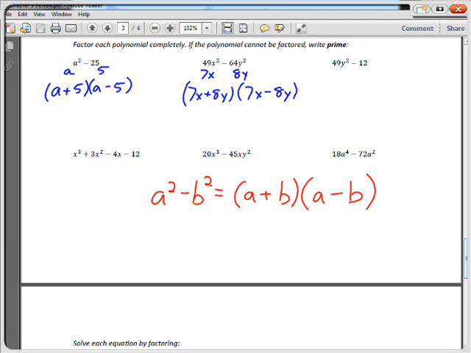On the next one, 49y squared is a perfect square. It goes to 7y. 12, however, is not a perfect square. Therefore, this is not a difference of squares. Then I look and there are no common factors between 49y squared and 12. Therefore, this is prime.